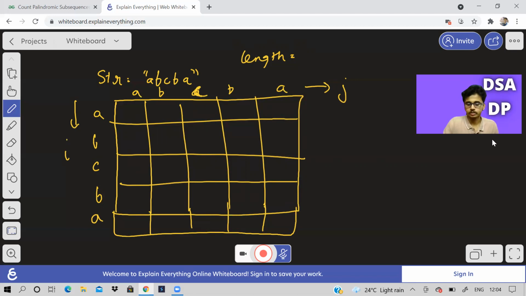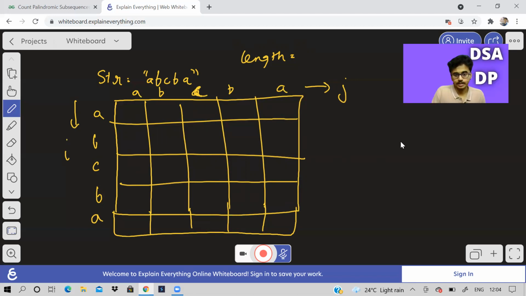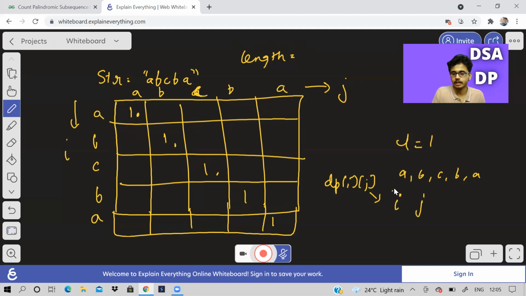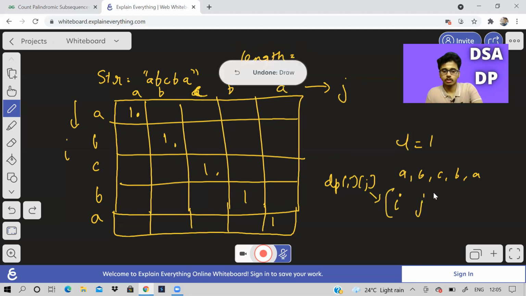So what we will do, let us first consider subsequences of length 1. Of length 1, it means what? We are considering characters A, B, C, B, A. All of them are palindromes. So fill 1 everywhere over there. So what does this cell represent? It represents the string starting from character I ending at character J. So basically DP of I J over here will tell us palindromic subsequences starting from I ending at J. Correct. So 1 we filled everywhere.